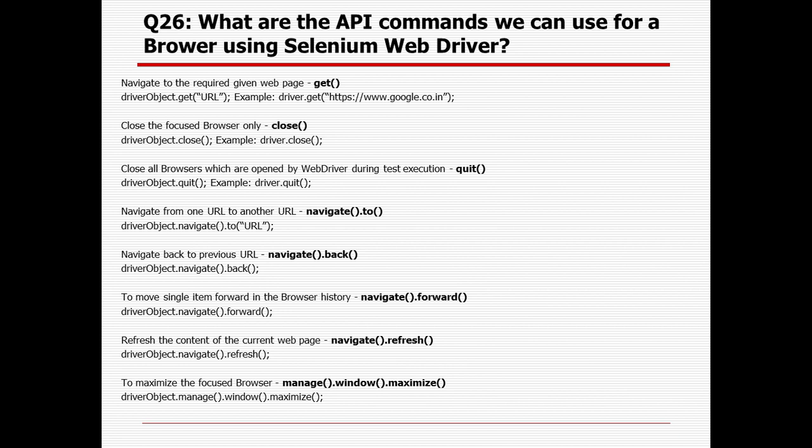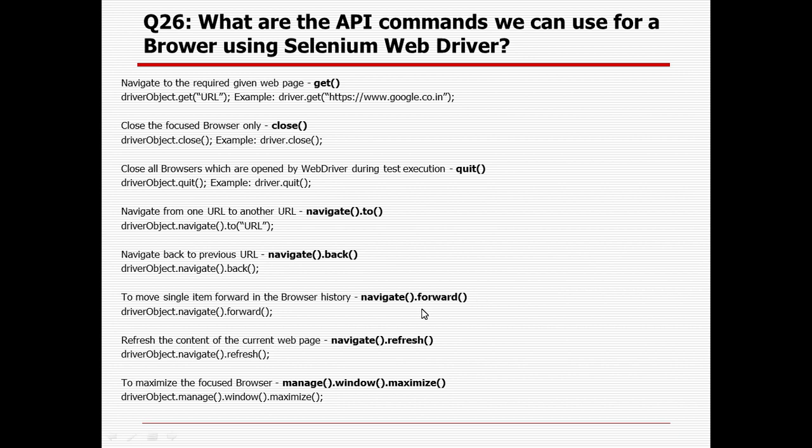During test execution, if you want to navigate from one URL to another URL, you need to use navigate.to. After opening a URL, suppose Google, if you want to go to another URL, you need to use driver.navigate.to and then provide the URL. Once you navigate to a particular URL, again if you want to navigate back to the previous URL, you need to use driver.navigate.back. So it will take you back to the previous URL.